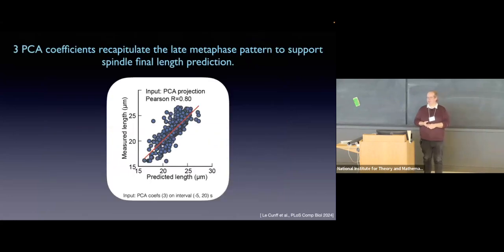Now we ask a last question about that and say, maybe the PCA coefficients are enough to recapitulate this information that allows to predict the final length. So we did another PCA extraction, but this time only with the bits of trajectory -5, 20 seconds before and after anaphase onset. Because if we put the whole trajectory, we are providing already the information in a way or another. And with these three coefficients, we can once again predict the final length only with the three coefficients on this very narrow part of the trajectory across anaphase onset.